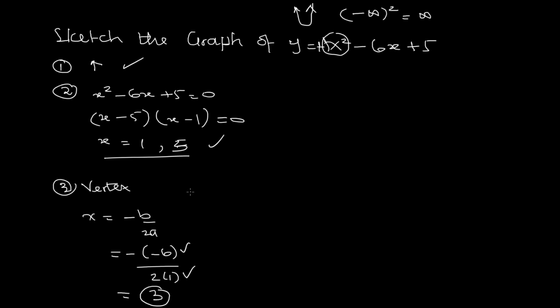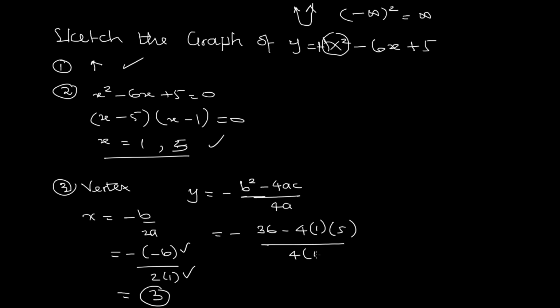What is the y value? Y value, you can put the value 3 in this equation here and find it. Or if you are able to remember, we said it was b squared minus 4ac over 4a. So we can go minus. The minus is not in front of b, it's for the whole expression. So then we do b squared, which is 36, minus 4, a is 1, and then c is 5. Then we divide by 4 times a, which is 1.